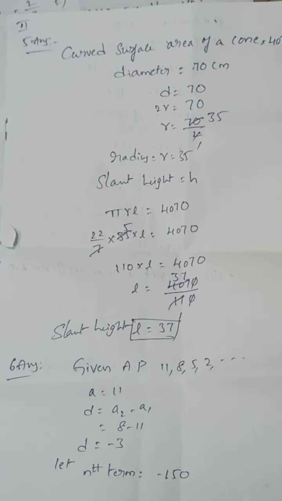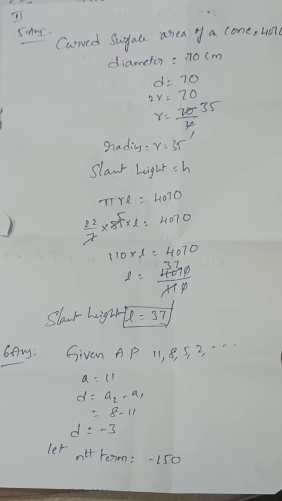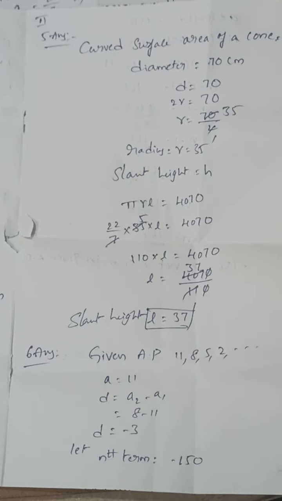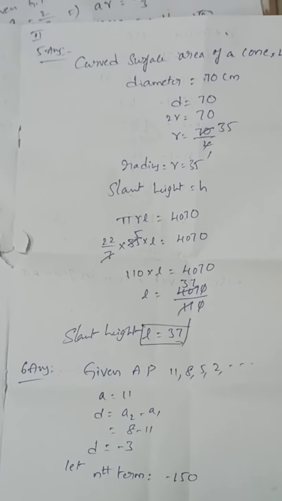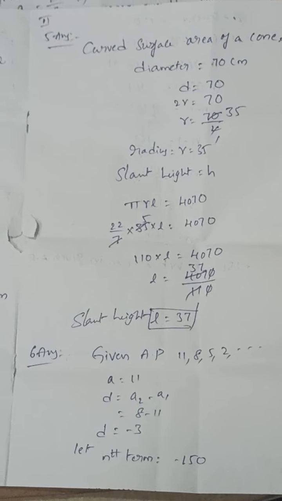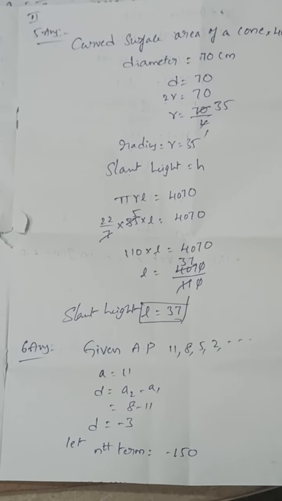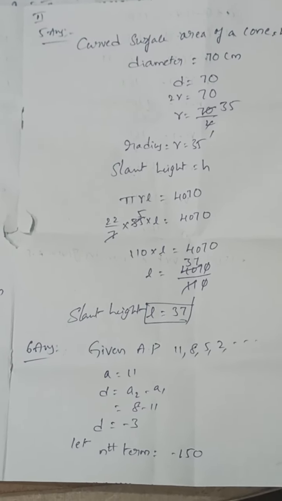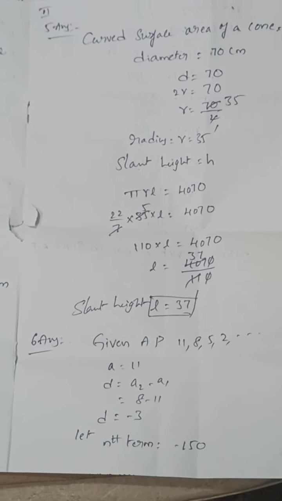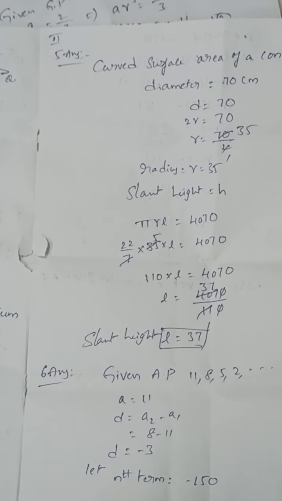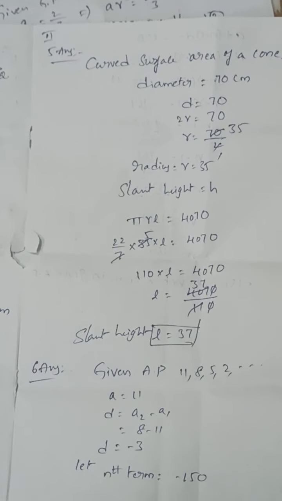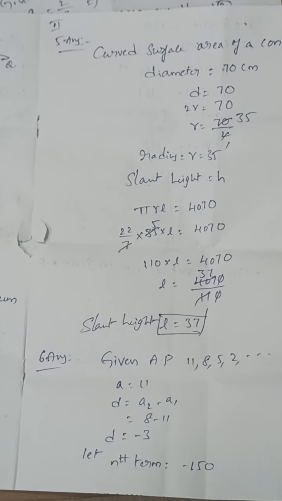Second Roman, the curved surface area of a cone 4070 centimeter square, diameter is 70 centimeter. Find the slant height. So diameter is 70, diameter is nothing but 2 times of radius, radius is 35, slant height is l. So curved surface area of cone is pi r l is equal to 4070, pi 22 by 7 into r 35 into l. 7 1 ja 7, 5 ja 2, 22 5 ja 110 into l is equal to 4070. l is equal to 4070 by 110. 0 0 cancel, 11 1 ja 11, 37 ja.